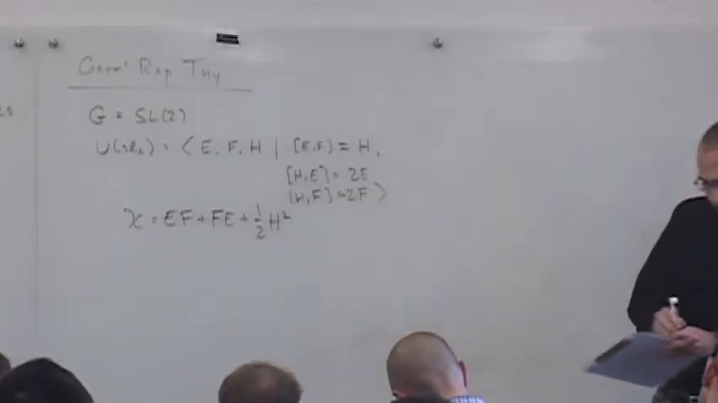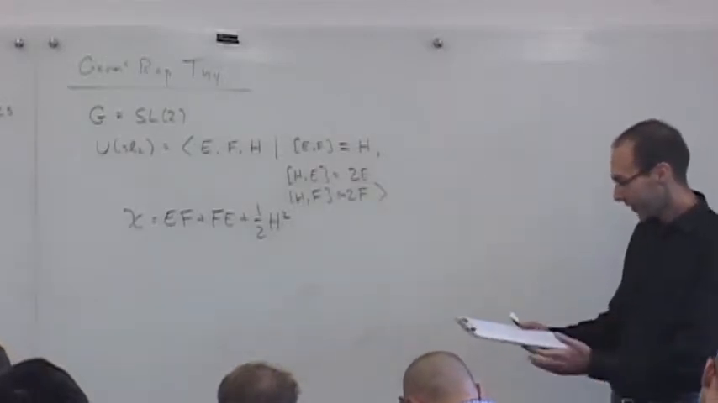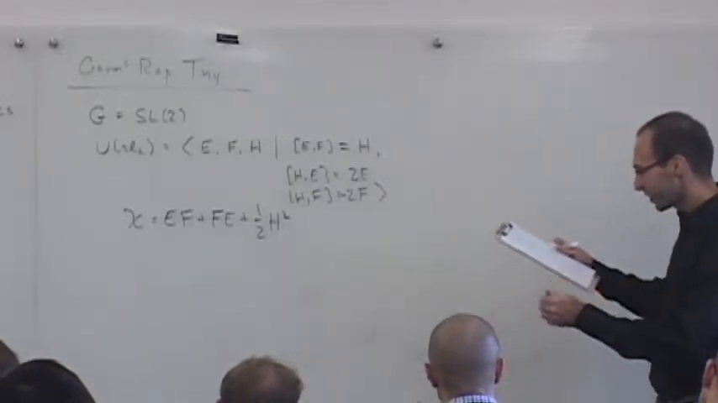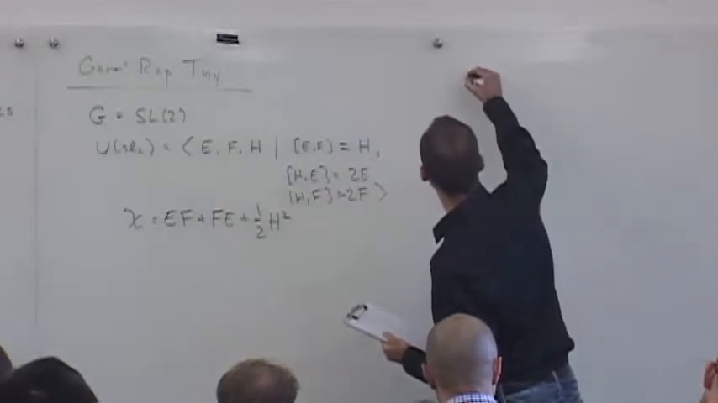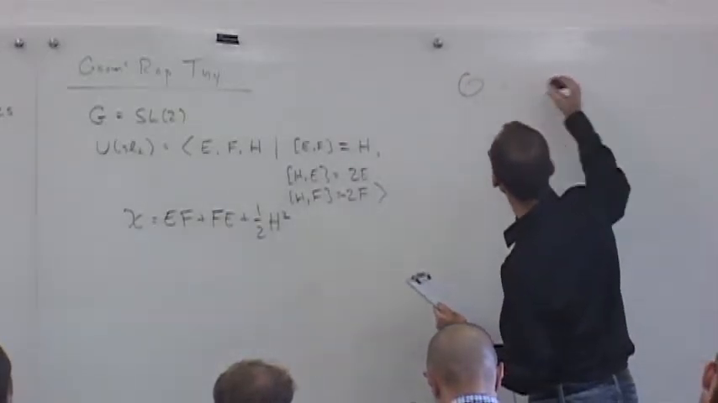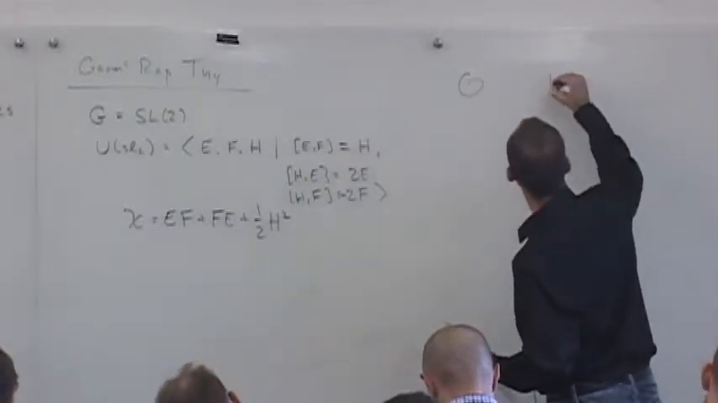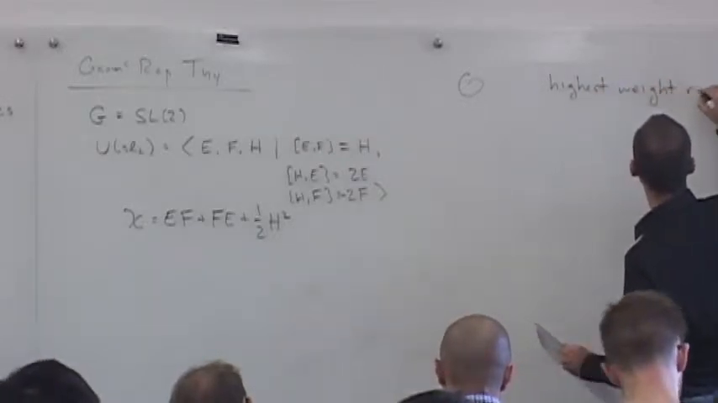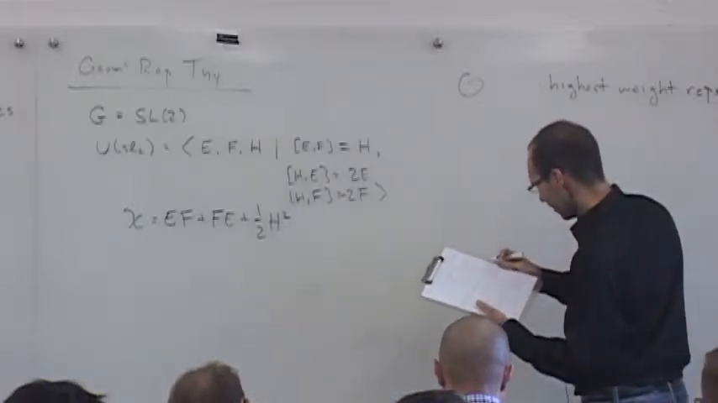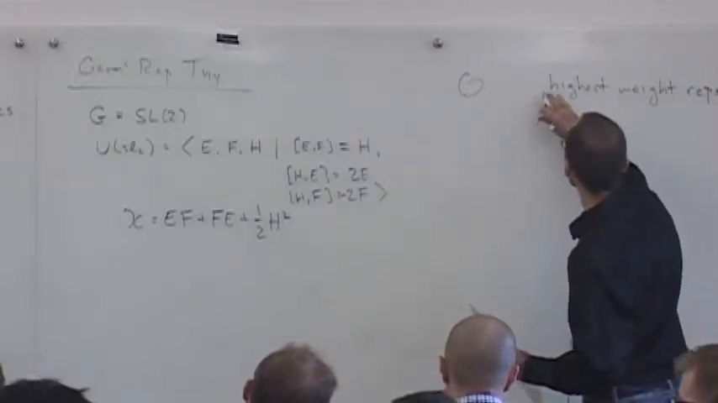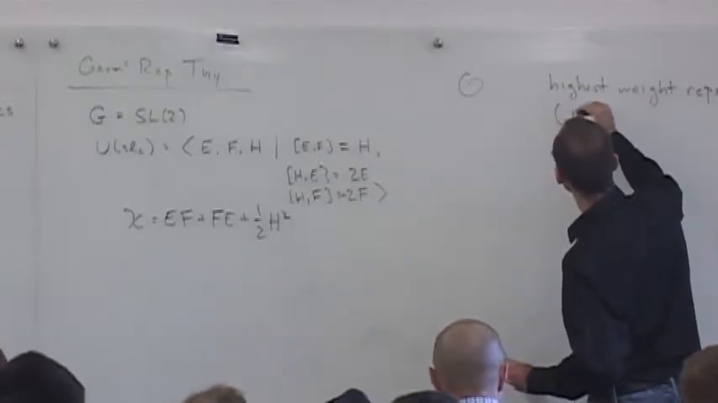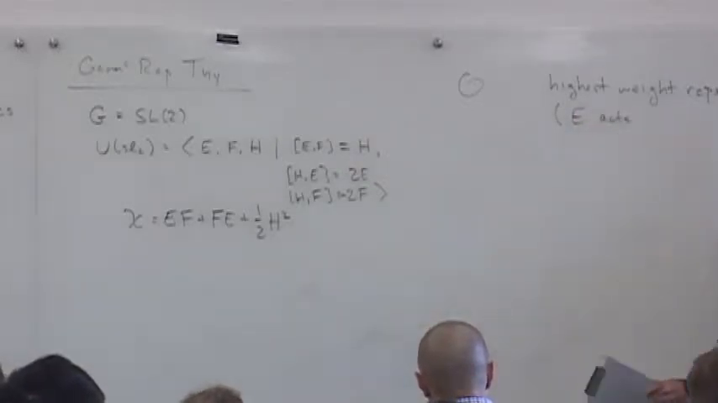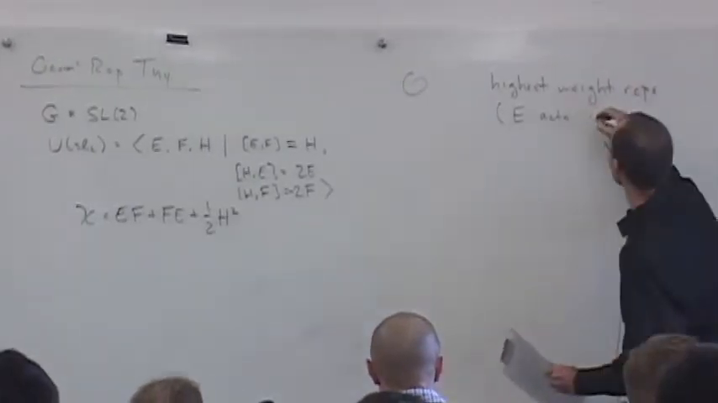BGG, Bernstein, Gelfand, and Gelfand, proposed to study a much simpler category of much nicer representations. So they defined an abelian category O of representations that were highest weight, which means here that the action of the raising operator E is either locally nilpotent or locally finite, depending on the precise definition.